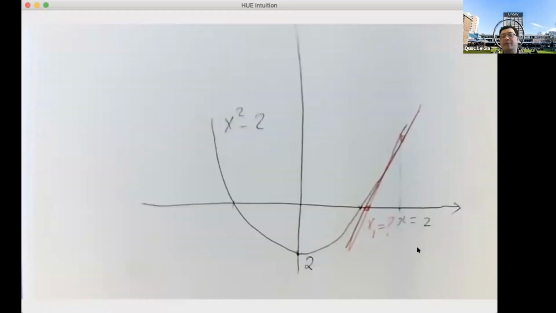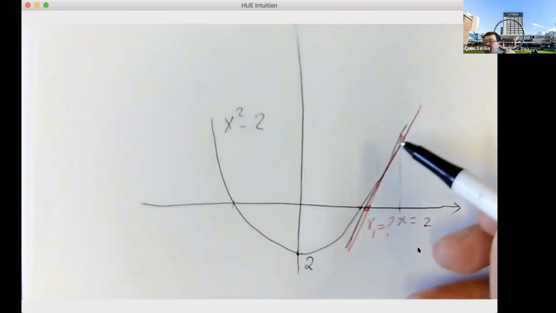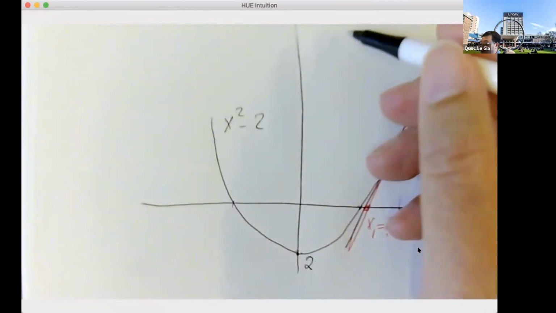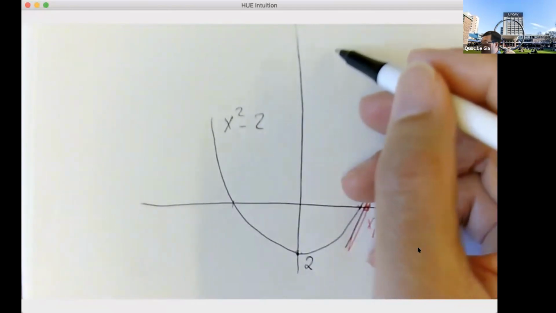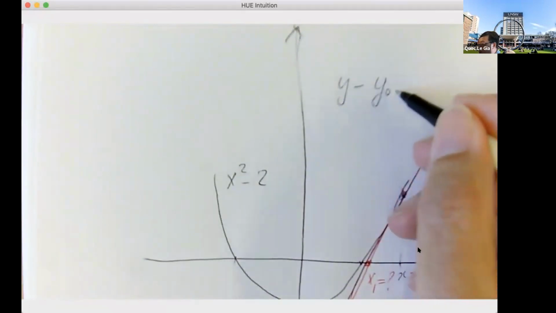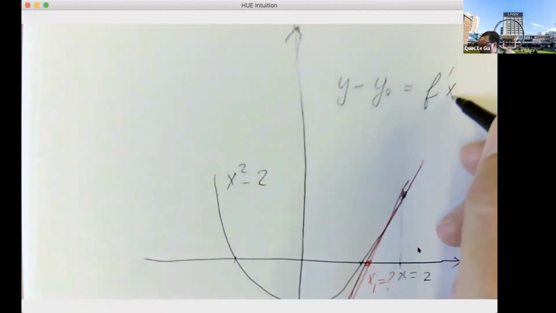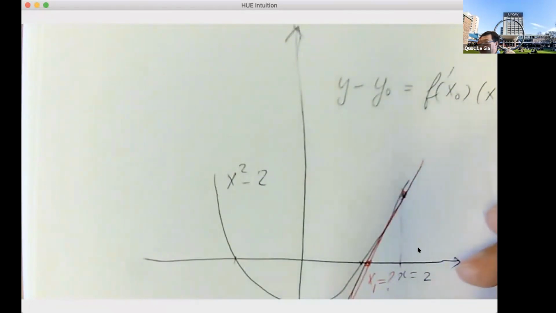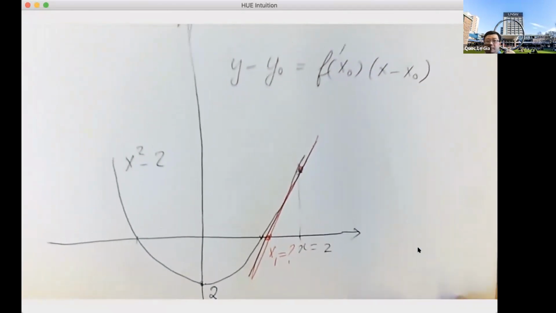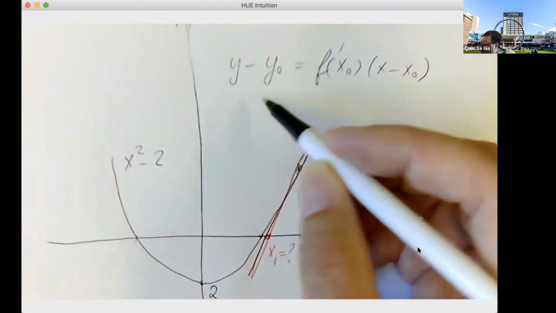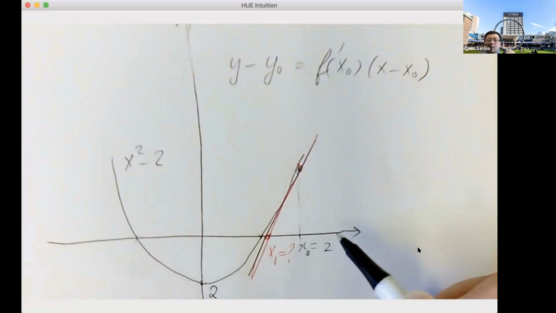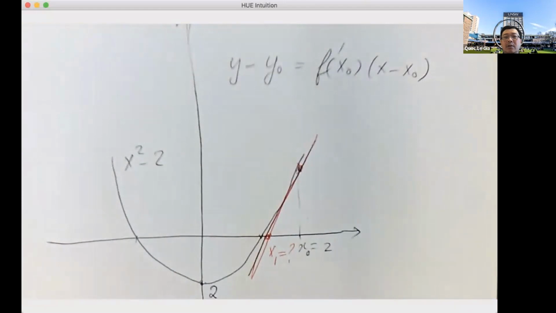So suppose I have this point x equals 2. What is the equation of the tangent line? Remember the equation of the tangent line is y minus y0 equals f prime at x0 times (x minus x0). So this is the equation of the tangent line. And suppose this x0 is 2.